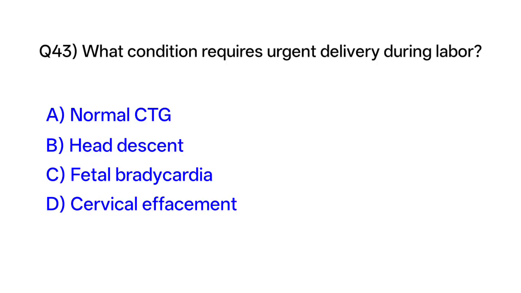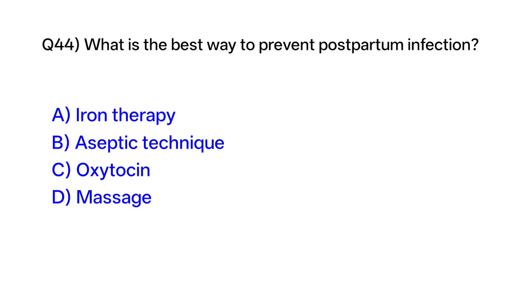Question number 43. Which condition requires urgent delivery during labor? The correct option is C. Fetal bradycardia. Question number 44. What is the best way to prevent postpartum infection? The correct option is B. Aseptic technique.